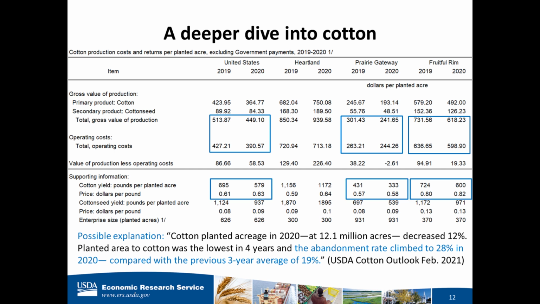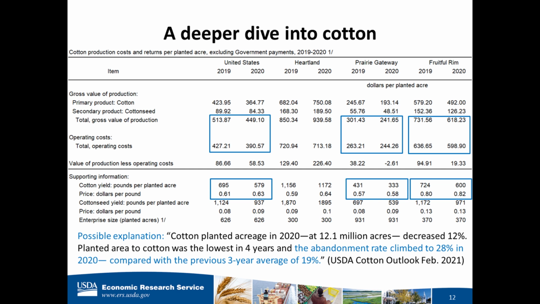And as I mentioned earlier, what really goes into the calculation of gross value of production is cotton yield, price, cottonseed yield, and price. So as you can see for these regions, the price in dollars per pound has actually increased for the United States as a whole, the Prairie Gateway region, and the Fruitful Rim. In the supporting information part of this chart, this would be the second row, price dollars per pound. For the United States, that would be 61 cents per pound, and it increased to 63 cents. For the Prairie Gateway region, it increased from 57 cents to 58 cents. And for the Fruitful Rim, it increased from 80 cents to 82.